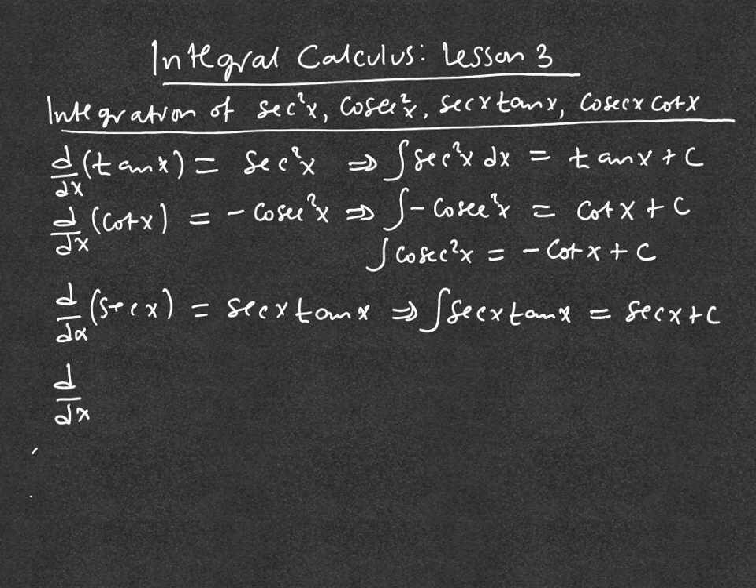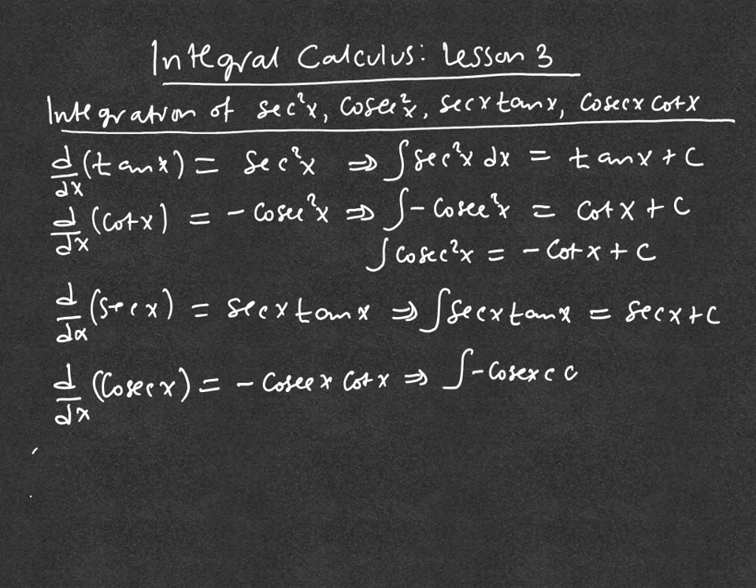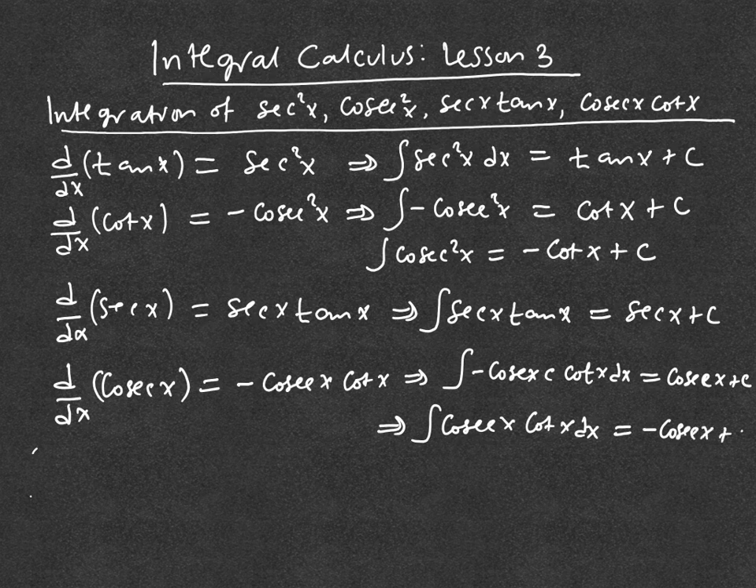Lastly, if we differentiate cosec x, we end up with negative cosec x cot x. So what does it mean? If I integrate negative cosec x cot x dx, then it takes me back to cosec x plus a constant of integration. So integrating cosec x cot x dx, dividing through by the negative, we end up with minus cosec x plus a constant of integration.